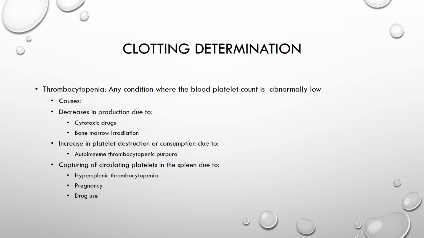Some of the causes are decreases in production of thrombocytes or platelets due to cytotoxic drugs or bone marrow irradiation, or an increase in platelet destruction or consumption due to such things as autoimmune thrombocytopenic purpura, which is where our own immune system attacks our platelets. The capturing of circulating platelets in the spleen is due to an overactive spleen, pregnancy, or drug use.